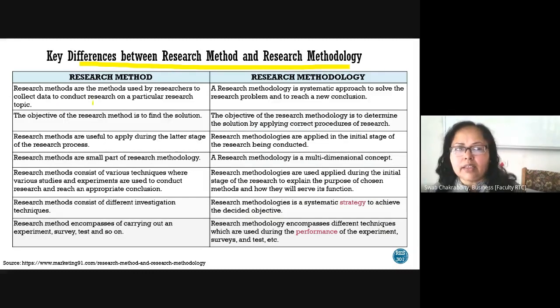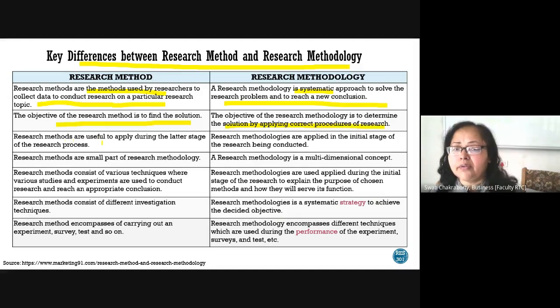Research methods are the methods that researchers actually use for collecting data in order to conduct any research with regards to your particular research area. Whereas research methodology is a systematic approach to solve the problem and to come to a conclusion. The objective for research method is to find a solution, whereas the objective for research methodology is to determine the right solution, by applying correct procedures of research.